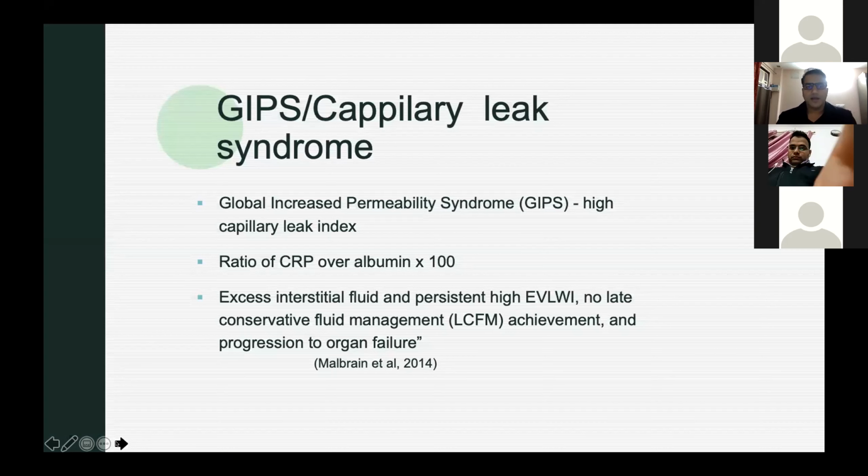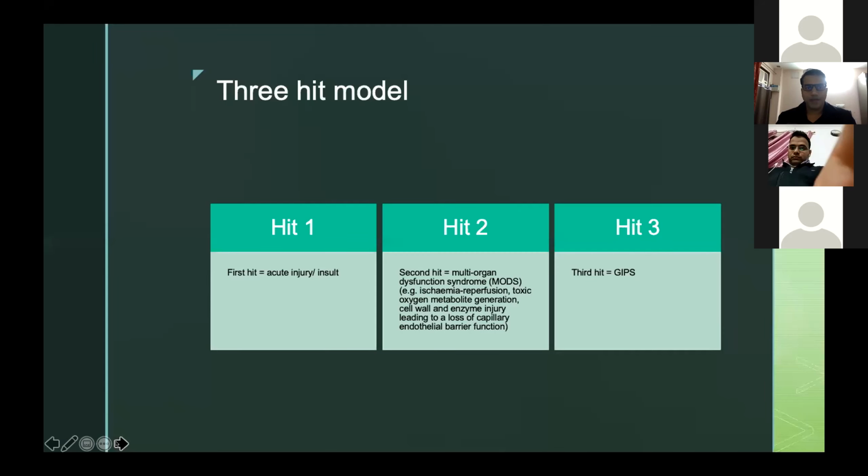And Dr. Malbrain, your study from 2014, that is the global increased permeability syndrome, that is the high capillary leak index, the ratio of C-reactive protein over albumin, and you suggested the three-hit model in cases of GIPS. The first hit is acute injury or insult, in which, suppose, a pneumonia causes sepsis. In the second hit, there is multi-organ dysfunction syndrome, that is ischemia, reperfusion, toxic oxygen metabolite generation, cell wall and enzyme injury, leading to loss of capillary endothelial barrier function. And the third hit leads to global impaired perfusion syndrome.